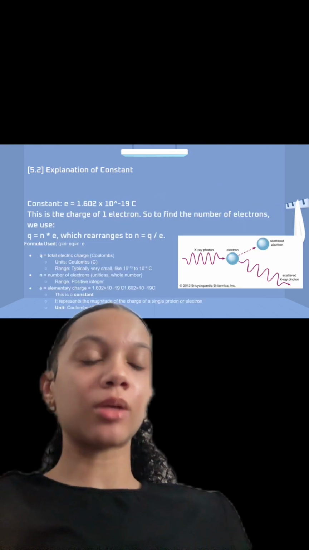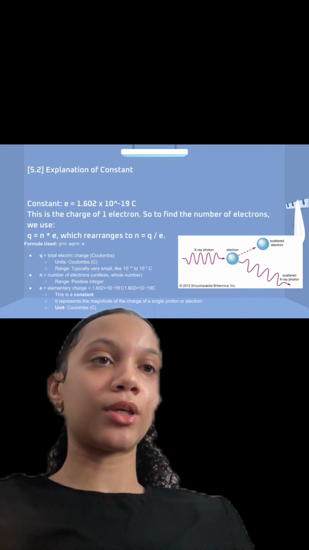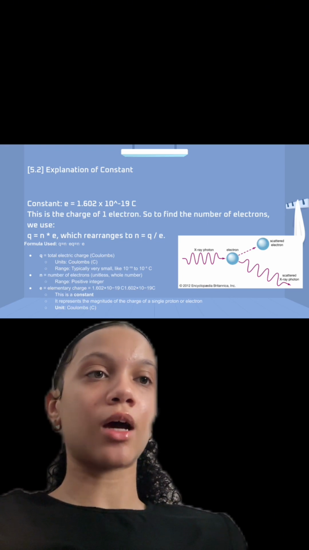Now this is the formula breakdown. We use the formula Q equals N times E, where Q is the total charge, N is the number of electrons, and E is the elementary charge. To find out how many electrons, you just divide Q by E.